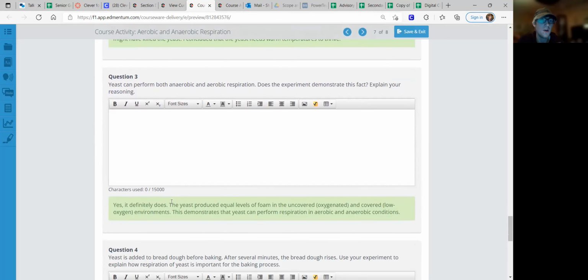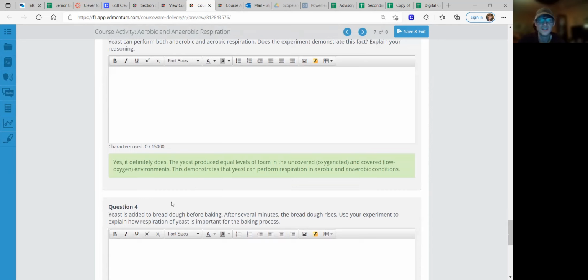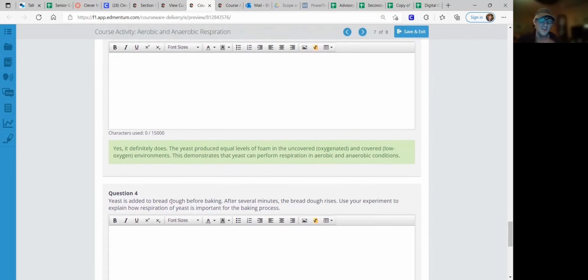Yeast can perform both anaerobic and aerobic respiration. Does this experiment demonstrate that? Yes. The yeast produced equal levels of foam, whether it was uncovered, so it had access to oxygen, or it was covered and it did not have any access to oxygen. So it was able to do both.